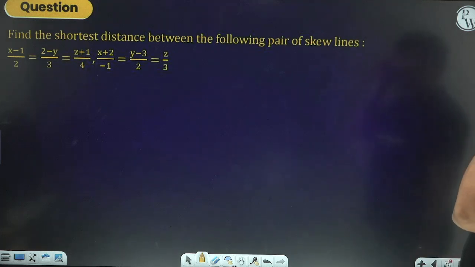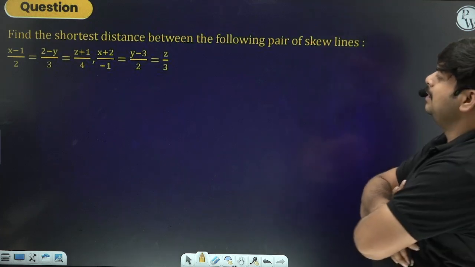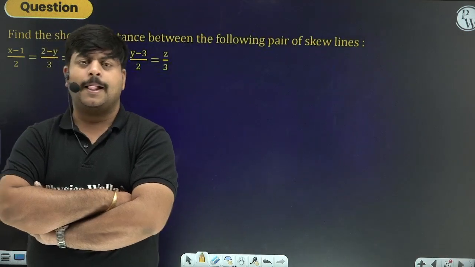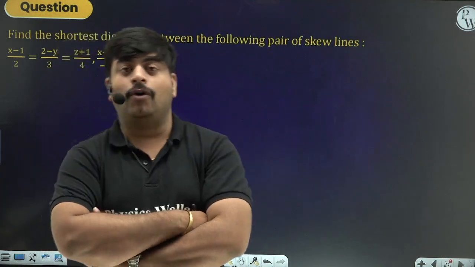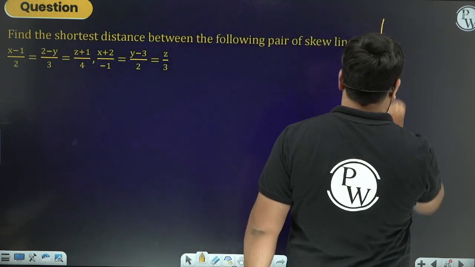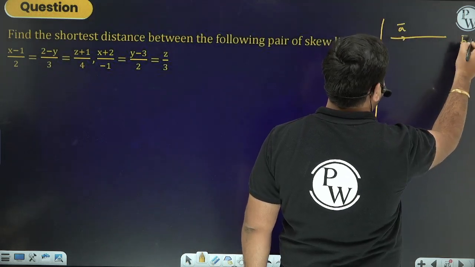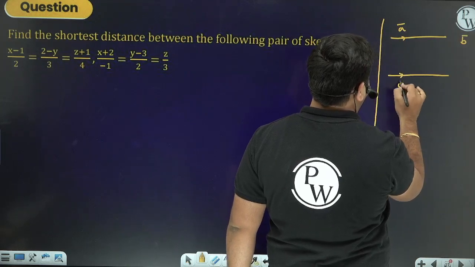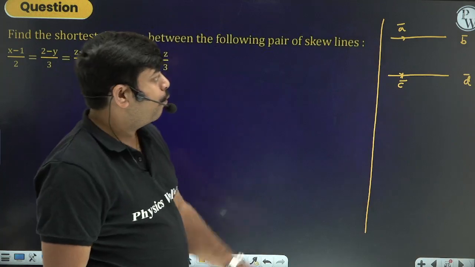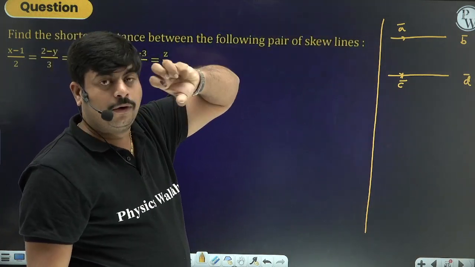Find the shortest distance between the following pair of skew lines, okay? To find the distance between a pair of skew lines, you have a formula, I'll tell you that. But you have one more formula through vectors as well. In vectors, a line passes through A bar and is parallel to B bar, and another passes through point C bar and is parallel to D bar. So what is the distance between these two? These two are skew lines. Don't forget that, okay? I'm telling the formula only for skew lines.